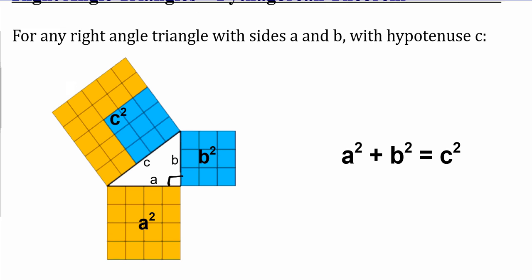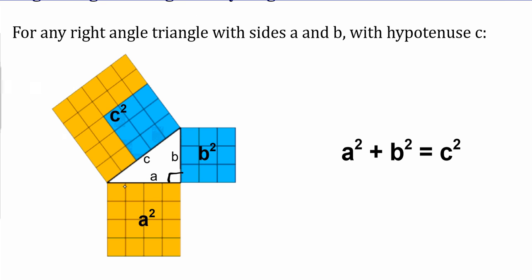If you just take a look, some people really like this diagram and you can see what's going on here. So here's 3, here's 4, square them and you get 5 squared, and if you count the squares, it all works out.